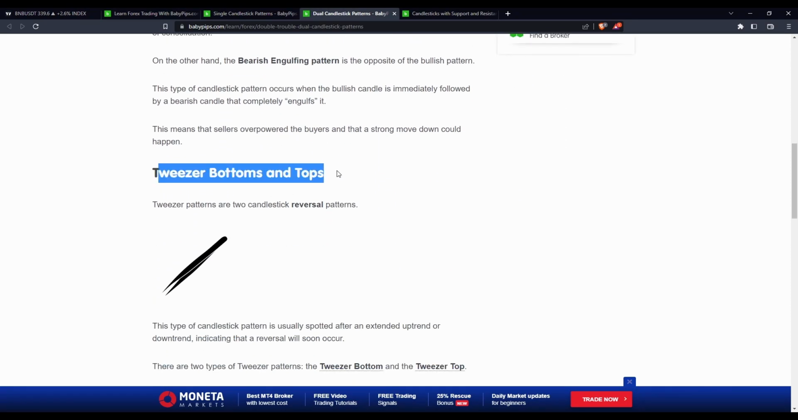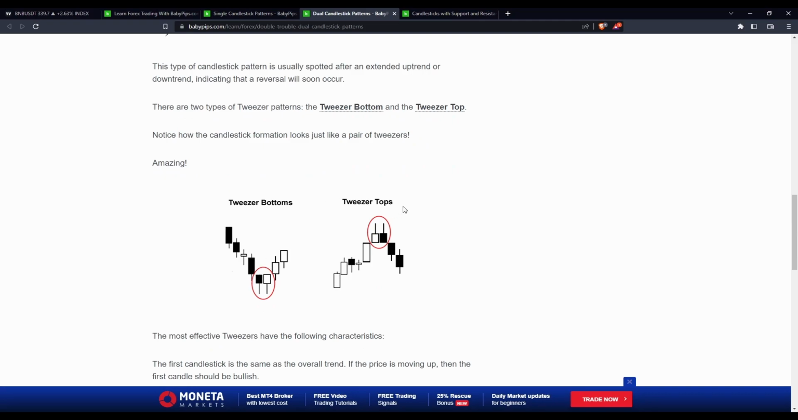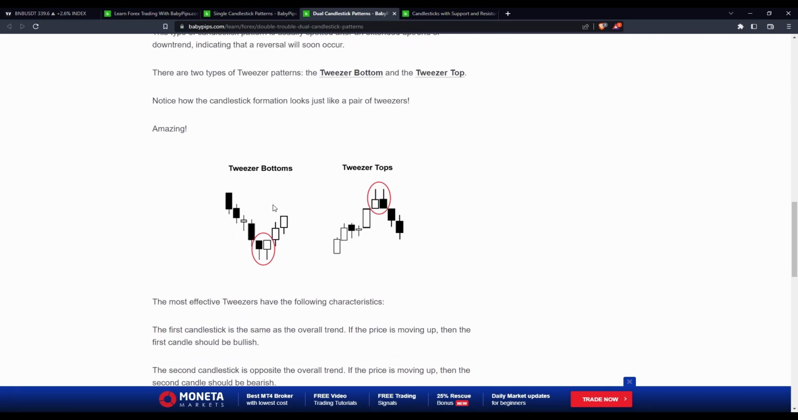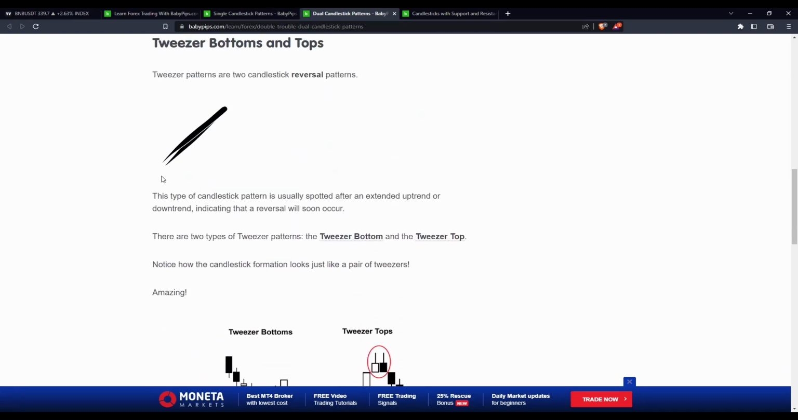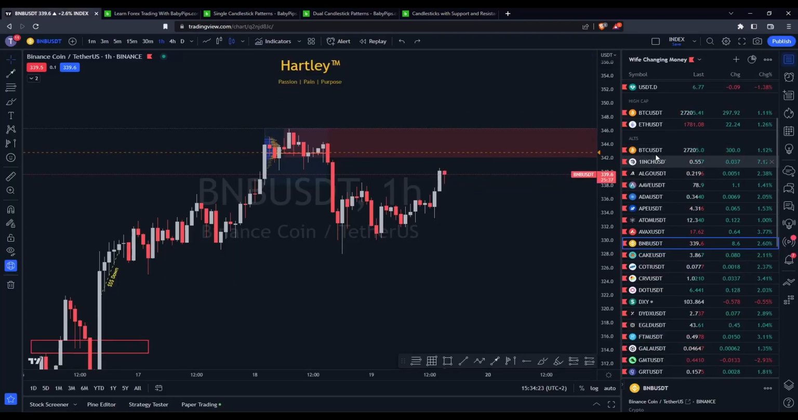So you get something called a tweezer bottom and tops, right? Never heard of these, never used these in my life, but these are patterns. I'm about to learn something new as well. So here we go, let's learn something new together. This type of candlestick pattern is usually spotted after an extended uptrend or downtrend, indicating that a reversal will soon occur. Okay, let's go to Bitcoin real quick.